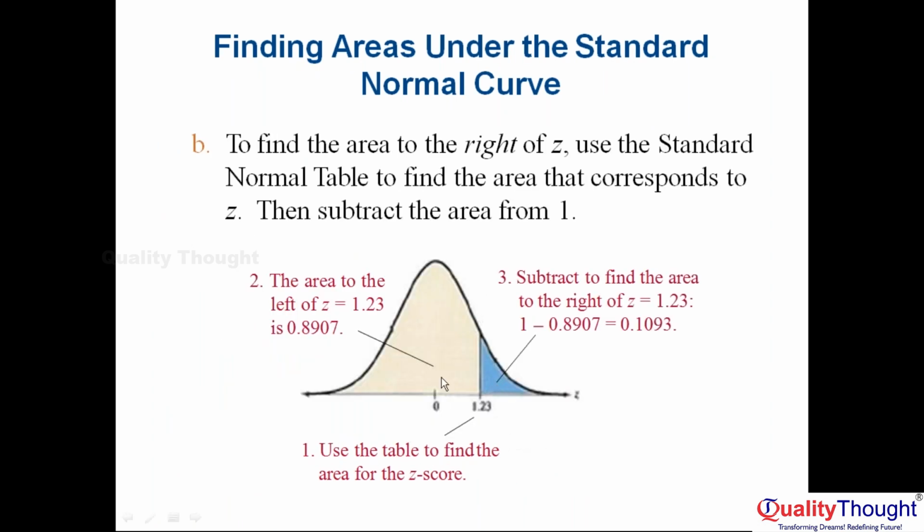Coming down here, if you wanted to identify the other piece, or the other half of the curve, it should be considered as 1 minus 0.8907, which will become nearly 10.9% of the area of the entire curve. Understand?